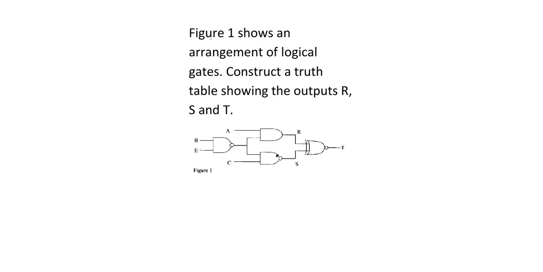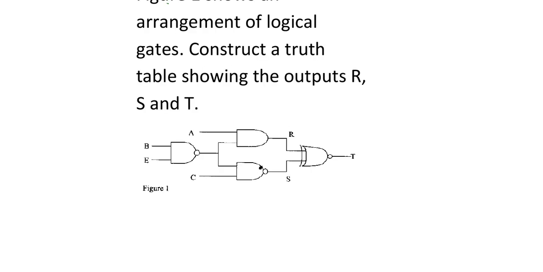Figure 1 shows an arrangement of logical gates. Construct a truth table showing the outputs R, S, and T. So we are given figure 1 and we are supposed to construct a truth table to show the outputs at R, S, and T.